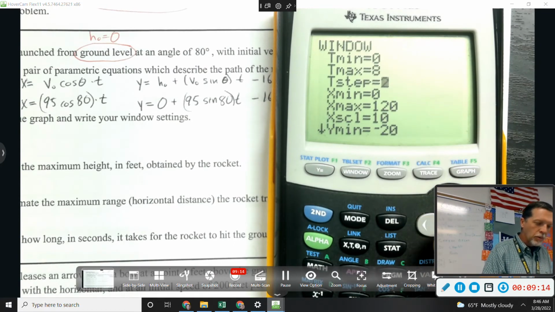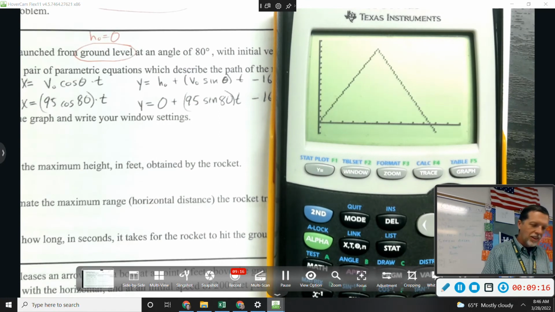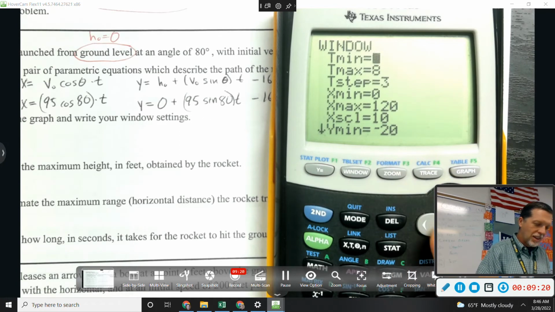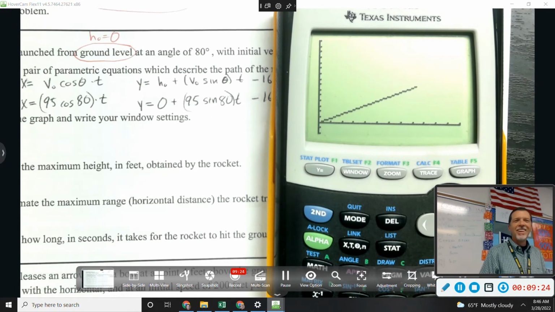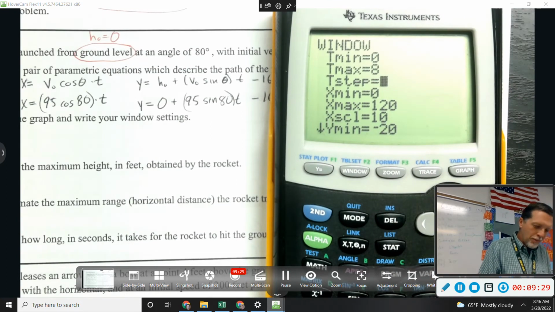You could make it even worse if you went every 3 seconds. It's like that. That is not what the picture looks like. You go every 5 seconds, see what this looks like. So you want 0.1, that's fine.